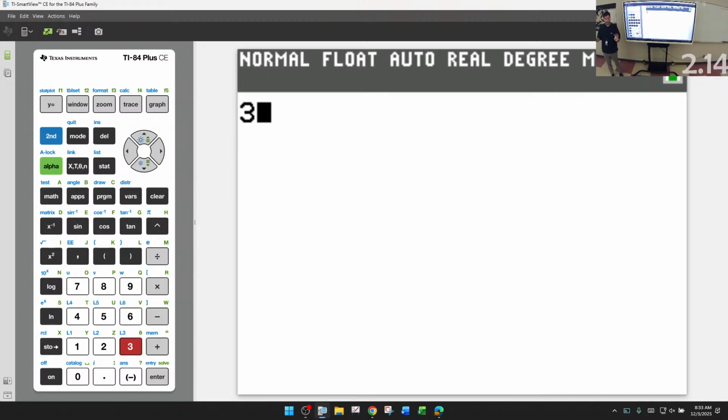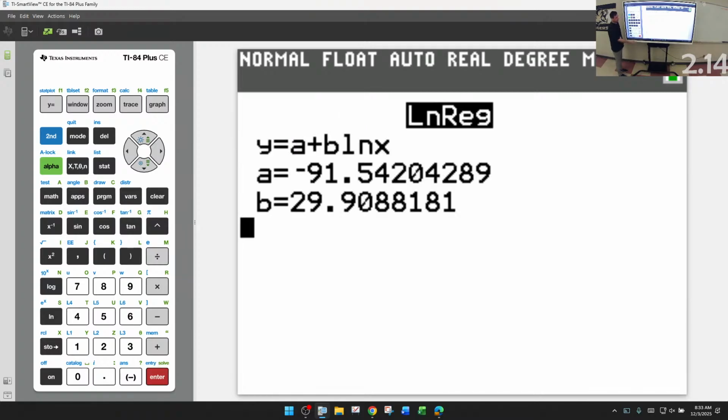This is a little trick for your calculators that a lot of people don't know. That 3 went up there. Crap, I don't want that. Second entry will bring up the last thing your calculator did. And so when I hit enter, it puts it right back up there rather than have to go through the whole thing again. So here's your A value, here's your B value.